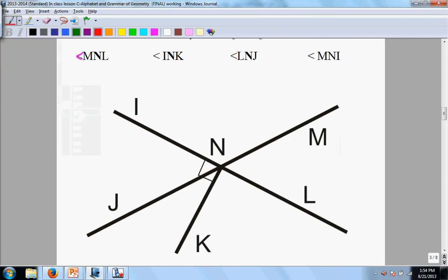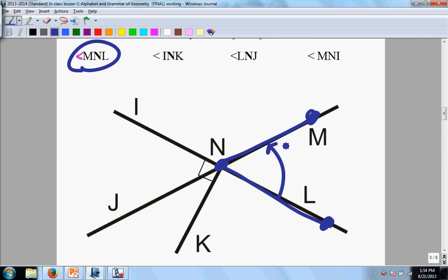Let me pick up my pen here. And MNL, ready? Put your pen on M. You're going to go dot to dot. Go to N. Go to L. Trace and sweep. Get in the habit of physically sweeping angles. Trace and sweep.